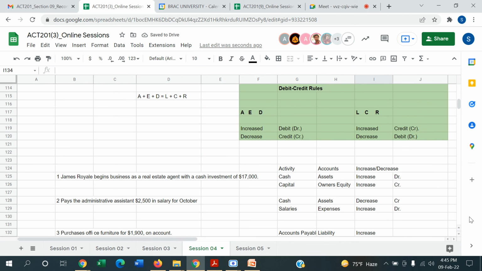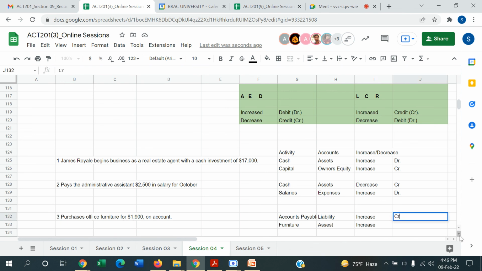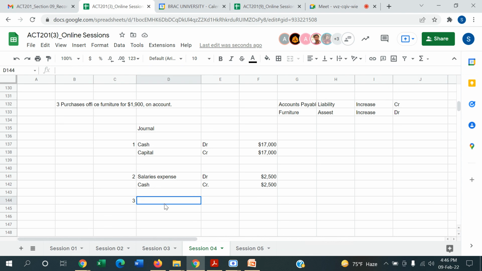Now, cross check with the rules. If accounts payable increases, liability increases. If liability increases, it should be credit. Furniture is an asset. If an asset increases, it should be debit. We should write the debit first, then the credit. So furniture debit, accounts payable credit, $1900.